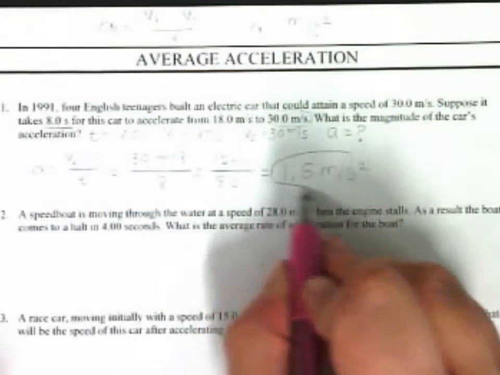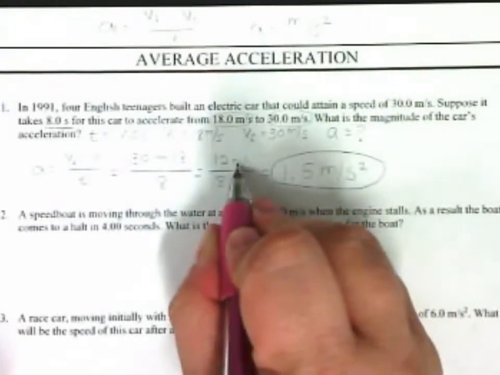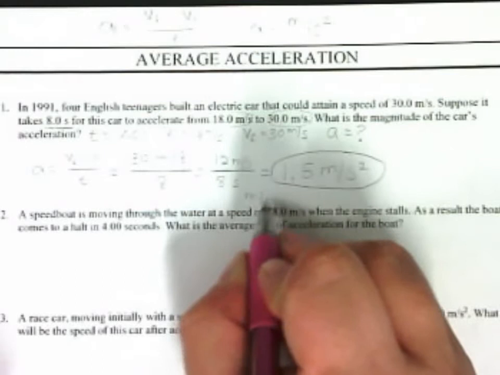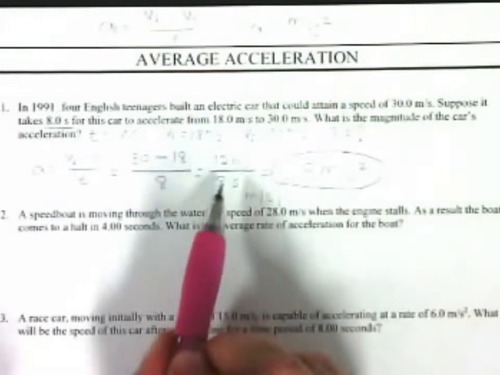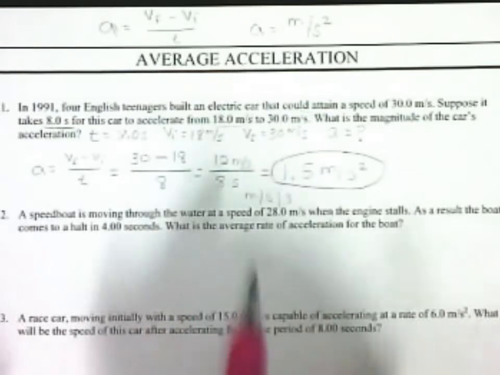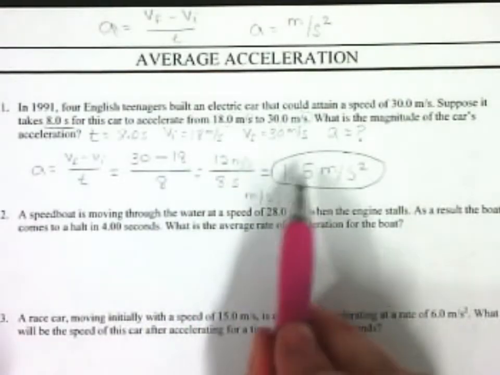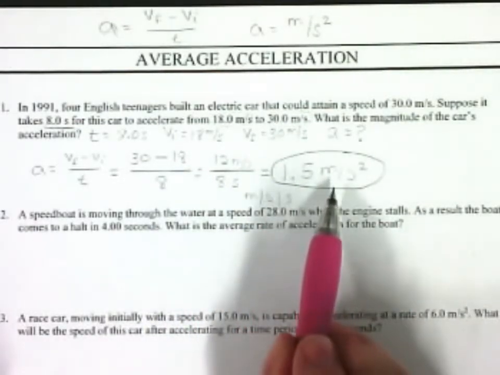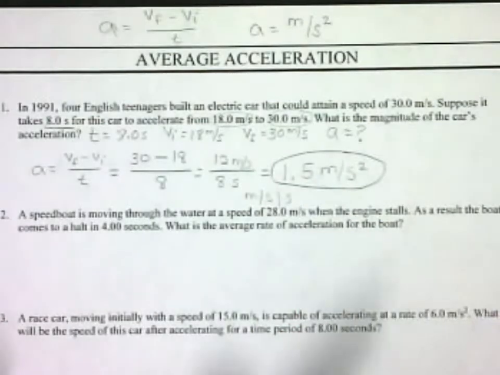Remember, we write it meters per second squared, but it's the equivalent of saying meters per second divided by second here. So again, our answer, we circle our answer and make sure we put our units for our full points.